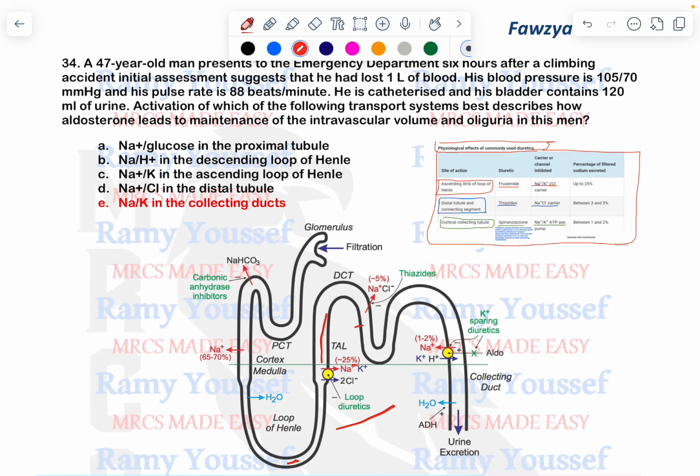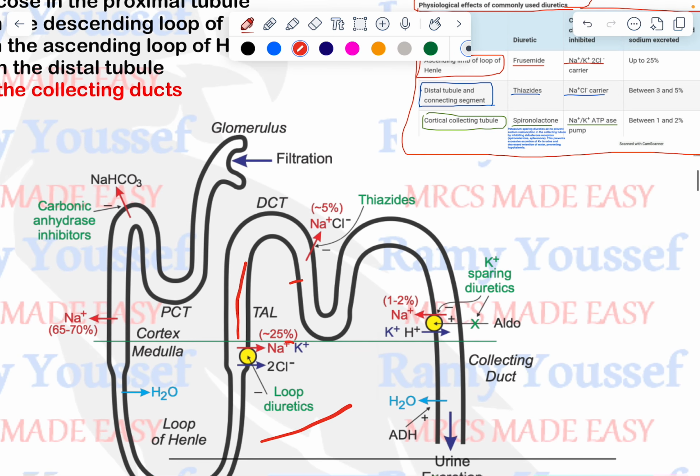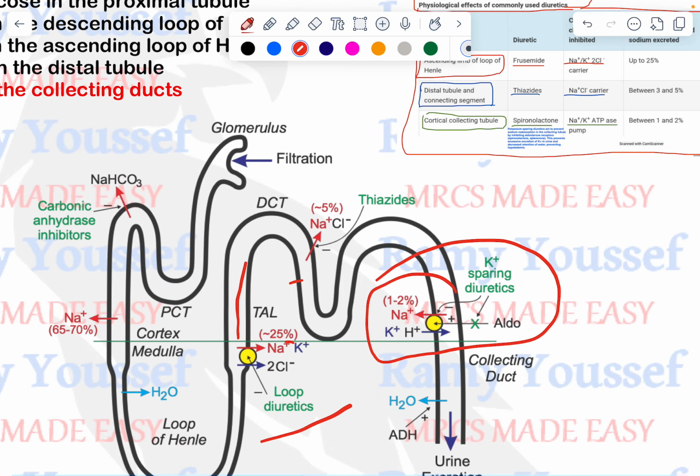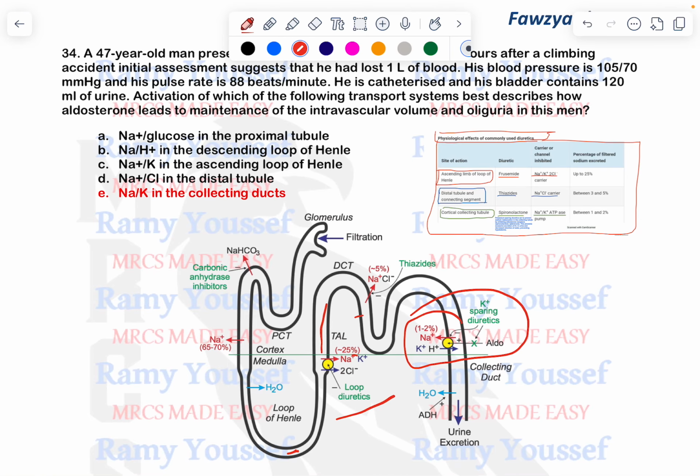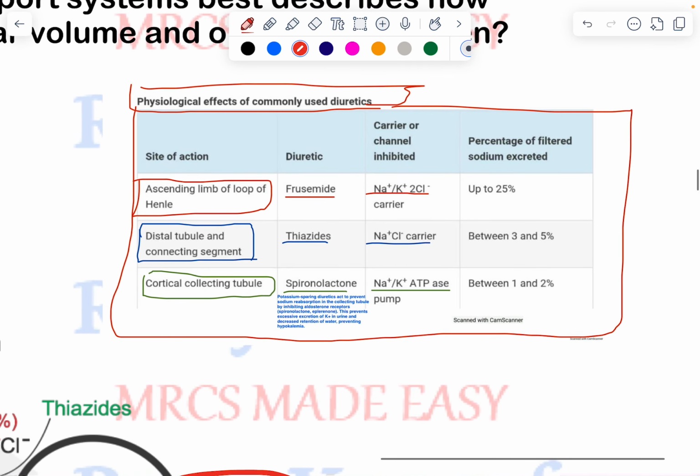Sodium and potassium in the collecting duct. So this is the action of aldosterone. Aldosterone acts at the level of the collecting duct. So in the ascending loop it is furosemide, distal is thiazide, collecting is spironolactone.